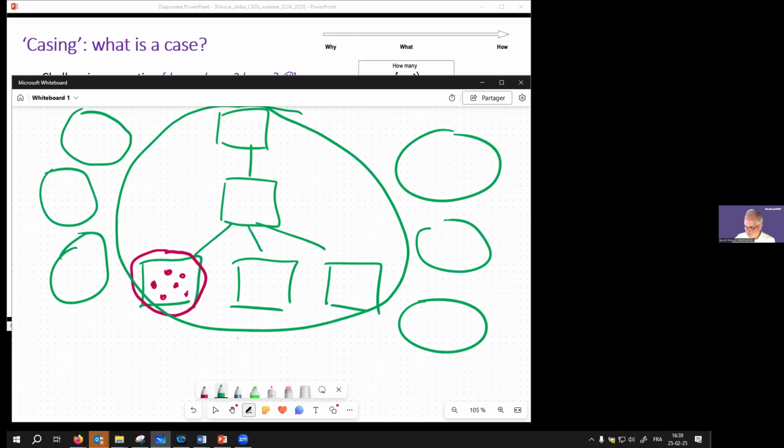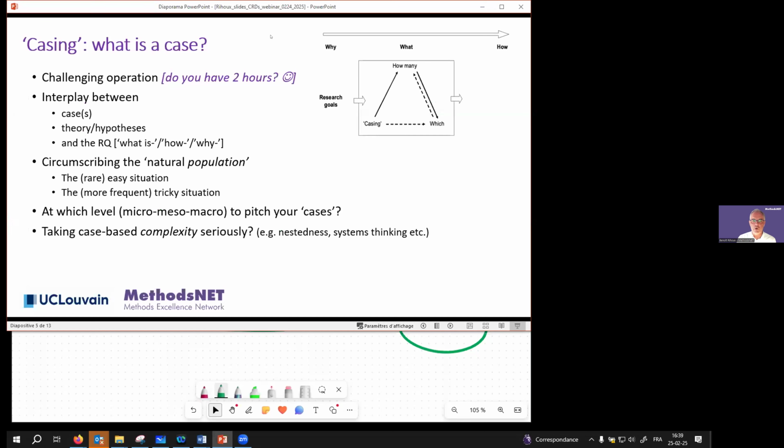Now, each level is potentially valid to define your cases, but it depends. It's a major choice to make. Long story cut short, your decision to go micro or meso or macro to define your cases is very much discipline dependent, but also depends on your theories that tell you that the relevant level for your cases is at this or that level. But sometimes you have to arbitrate yourself.